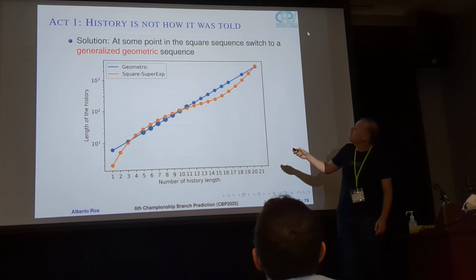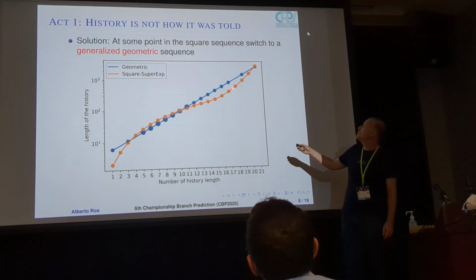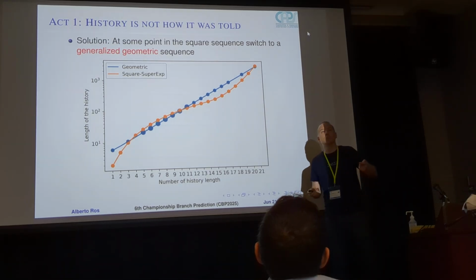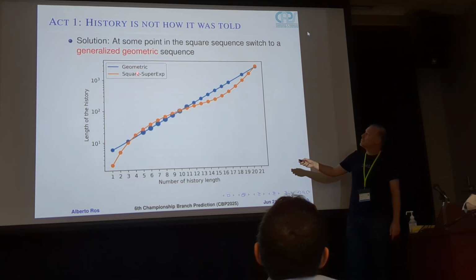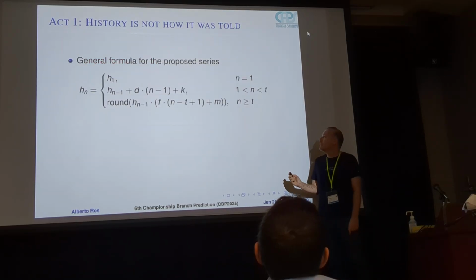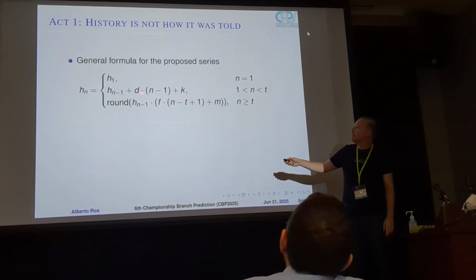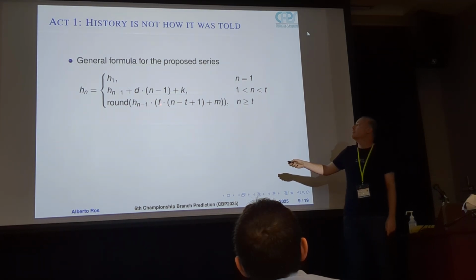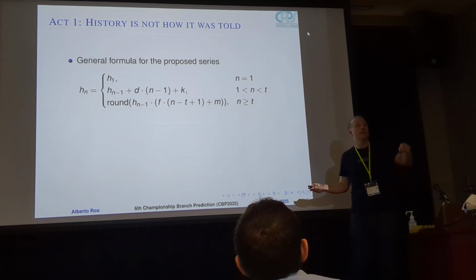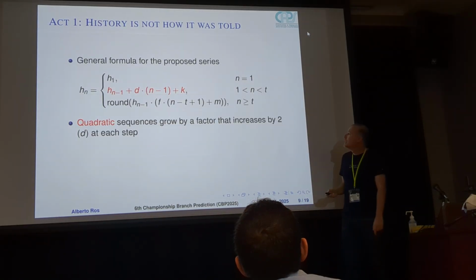Well, after this, we start going to the generalized geometric sequence where we have multipliers and keep increasing these multipliers. So it's what I call starting square, and then super exponential. This can be summarized with this formula here. Start with the first history, adding differences. If it's squares, increase by 2, and then geometrically with f, the factor that you increase each multiplication that you do. And you have a threshold to change from one to another.